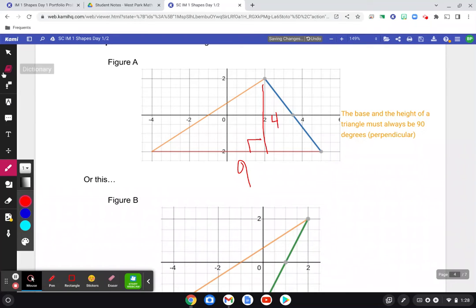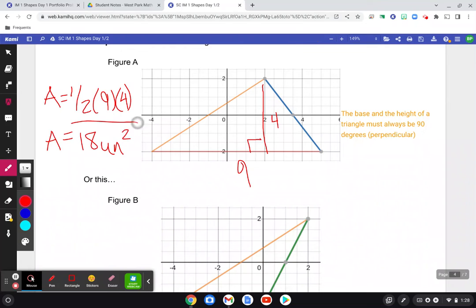So if we want to determine an area here, we're just going to simply do 1/2 the base of 9 times the height of 4. 9 times 4 being 36. 1/2 of 36 being 18 gives us an area of 18 square units.